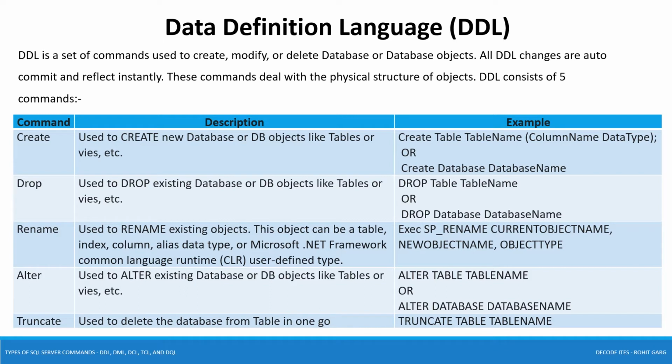One is create. This command is used to create a new database or DB objects like tables or views. Second is drop. Drop is used to drop or delete existing database or DB objects like tables and views. Rename, as the name implies, is used to rename existing objects. This object can be a table, index, or Microsoft .NET Framework CLR user-defined data types. Next is alter. Alter is used to modify existing database or database objects. And last is truncate. Truncate is a command used over tables to clean or delete data in one chunk.